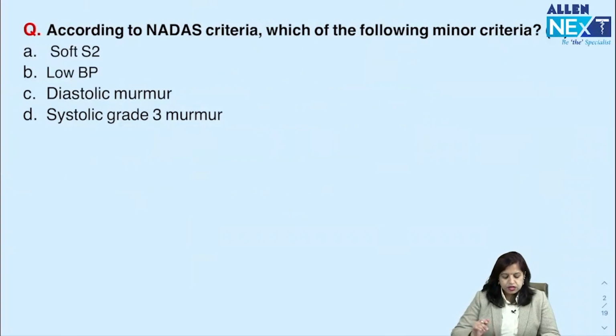Okay, so the first question which came to me was, according to NADA's criteria, which of the following was a minor criteria? And this had multiple choices in the form of A, B, ABC, or A and C, like that. The options I got were soft S2, low blood pressure, diastolic murmur, and systolic murmur of grade 3. The NADA's criteria are used for the diagnosis of congenital heart defects.